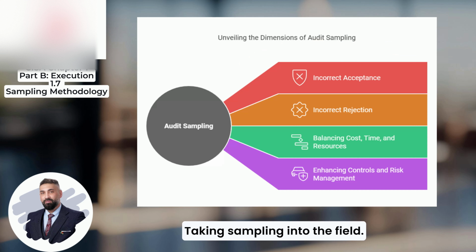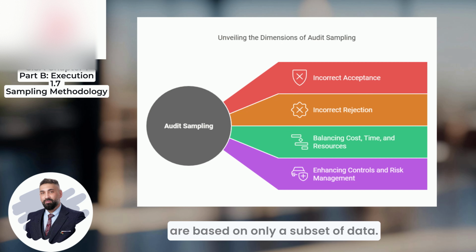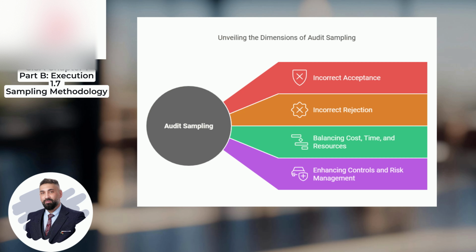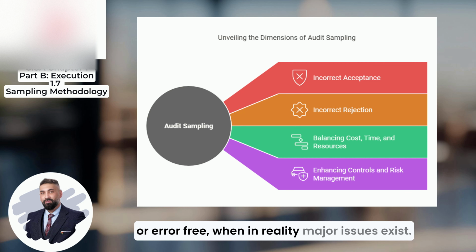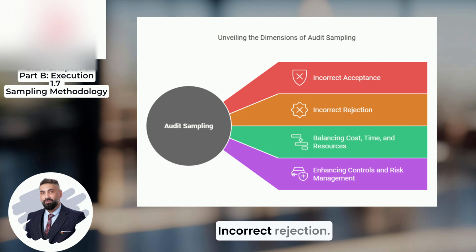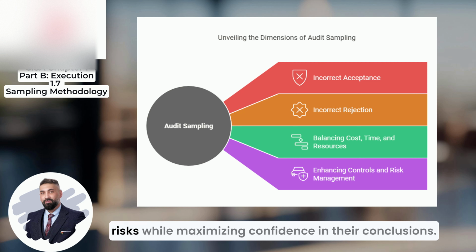Taking sampling into the field. At every stage of sampling, risks loom. Sampling naturally introduces the possibility of errors, since conclusions are based on only a subset of data. Two major risks stand out here. Incorrect acceptance. This happens when a population is flagged as compliant or error-free when, in reality, major issues exist. Incorrect rejection. Conversely, this is when valid, sound data is unjustly flagged as faulty or weak. An auditor's aim is to minimize these risks while maximizing confidence in their conclusions.